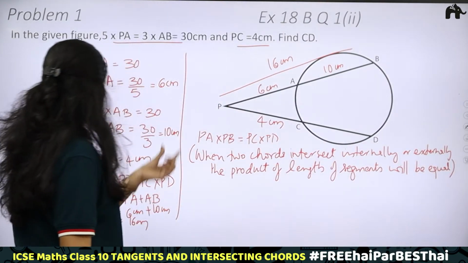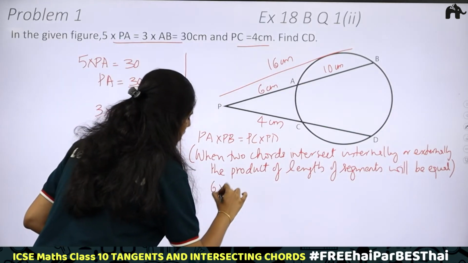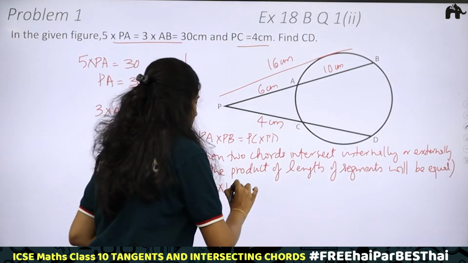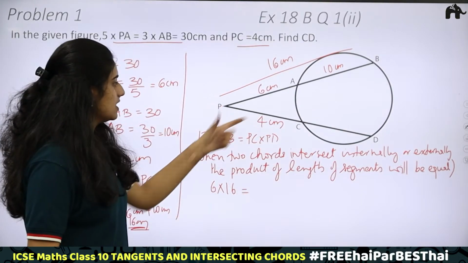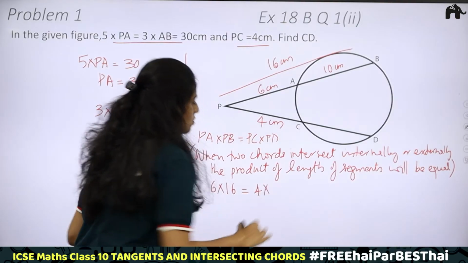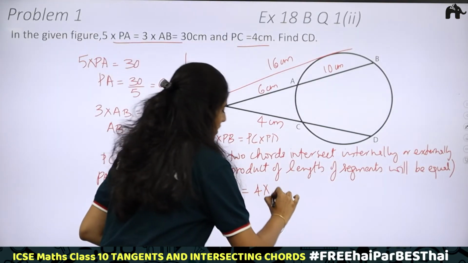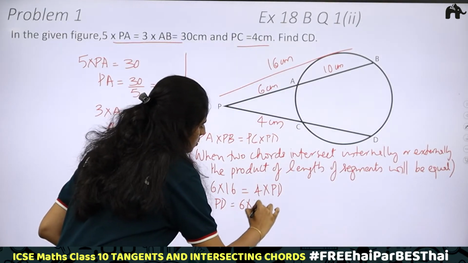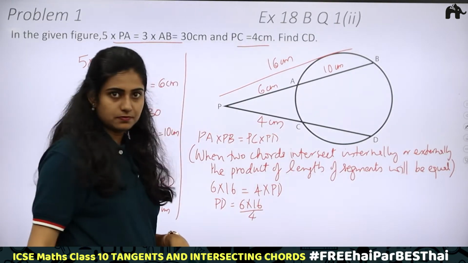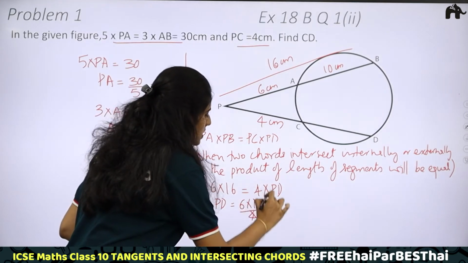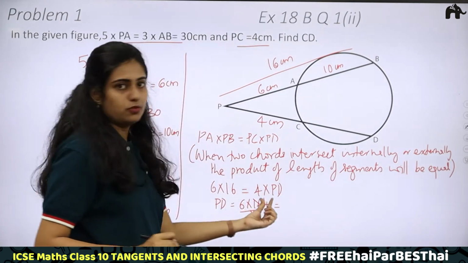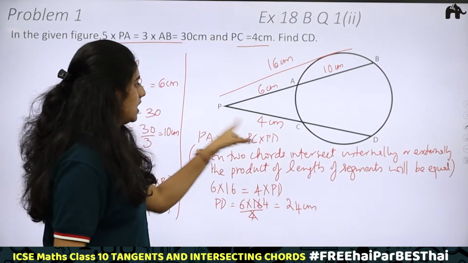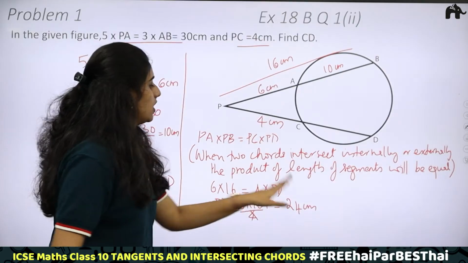Now put the values. PA is 6 into PB. PB we have determined, which is 16 centimeter, is equal to PC, which is given as 4 centimeter, into PD. We can find PD. PD will be equal to 6 into 16 divided by 4. Cancelling, 4 into 4 is 16, 6 into 4 is 24 centimeter. So we are getting PD, this whole length, is equal to 24 centimeter.